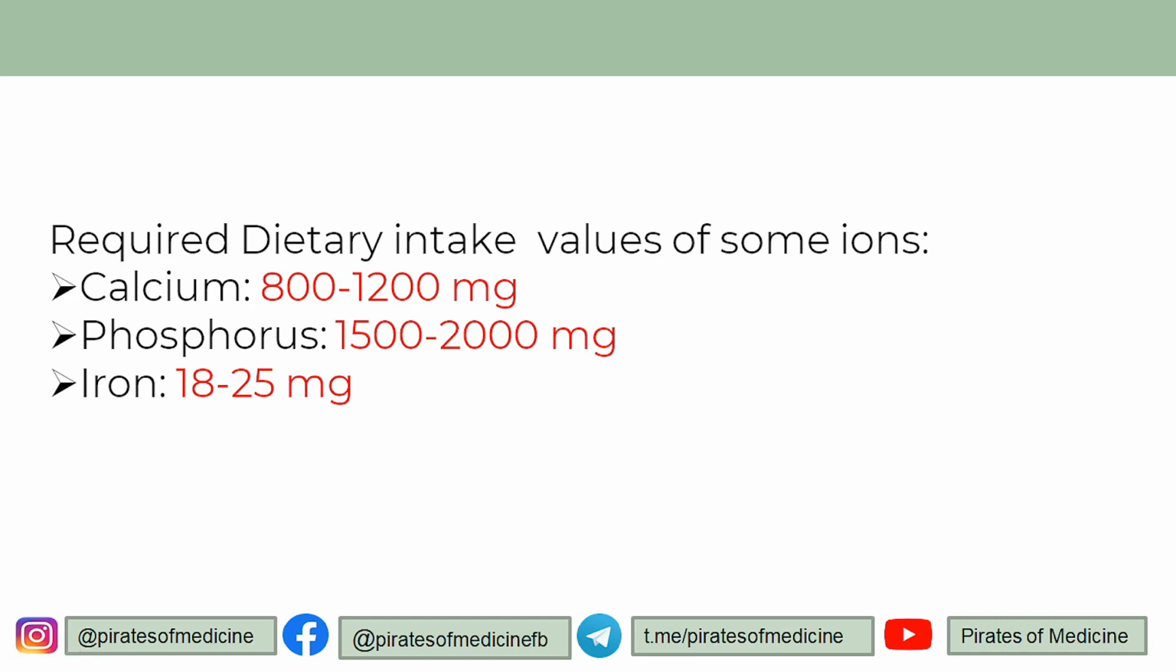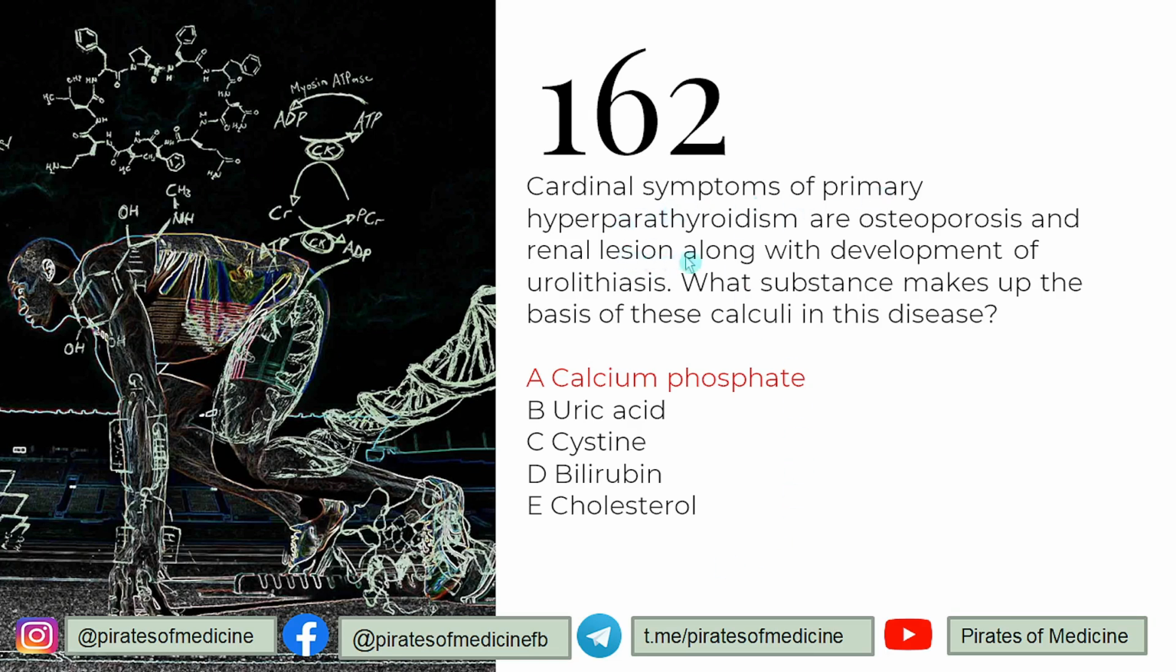Anyway, 162. Cardinal symptoms of primary hyperparathyroidism are osteoporosis and renal lesion, along with the development of urolithiasis. What substance makes up the basis of this calculi in this disease? If you remember, hyperparathyroidism means that there is increased amount of calcium in the body, because parathyroid hormone is responsible for increasing calcium levels in the blood. Now, if there is hyperparathyroidism, there would be hypercalcemia, and hypercalcemia will result in increased amount of calcium phosphate stones which can occur in the kidney.